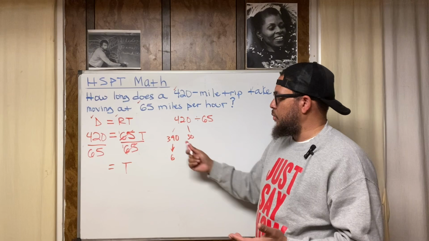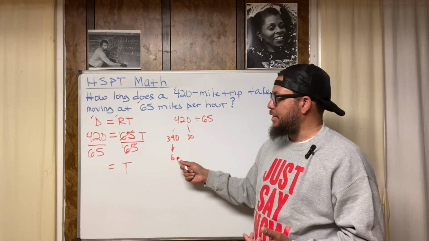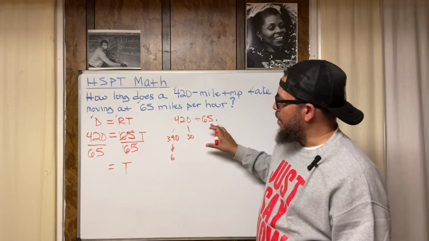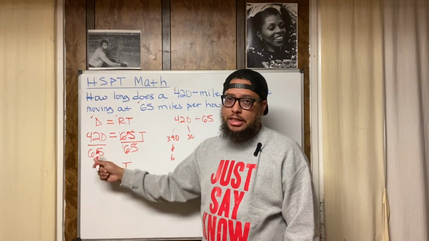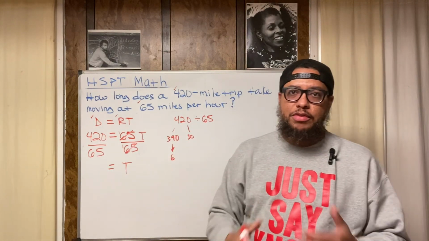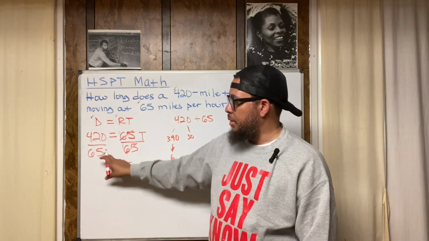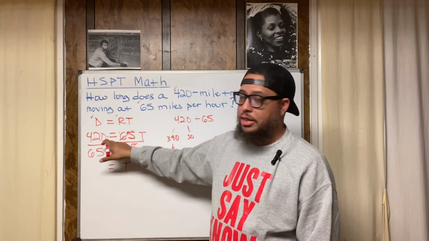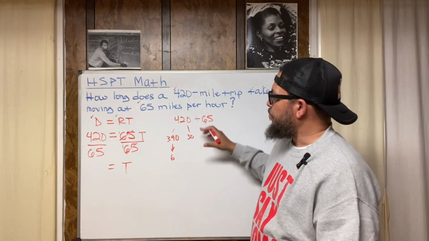I said, oh, I end up with a number that's close to 420. And I also know that if I multiply by 7, that's going to put me over 420. And that's not what I want, because I'm trying to see how many 65s can fit into 420. That's what 420 divided by 65 means. That's what the concept of division means. How many of the divisor can fit into the dividend? How many of the denominator can fit into the numerator? How many 65s can fit into 420, right?